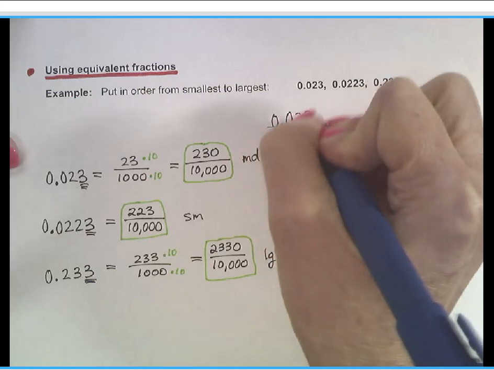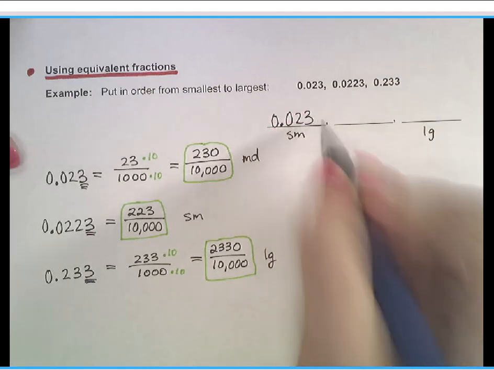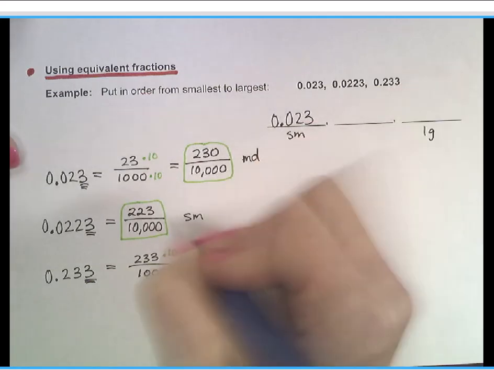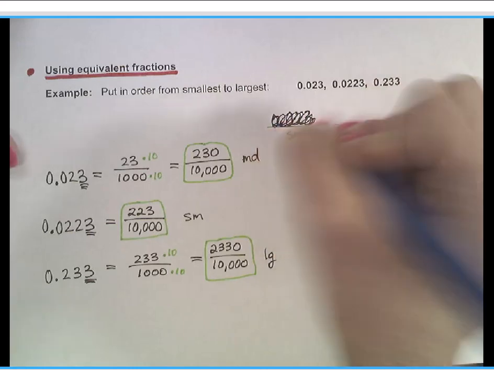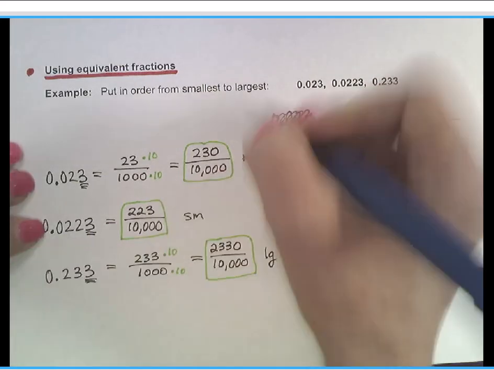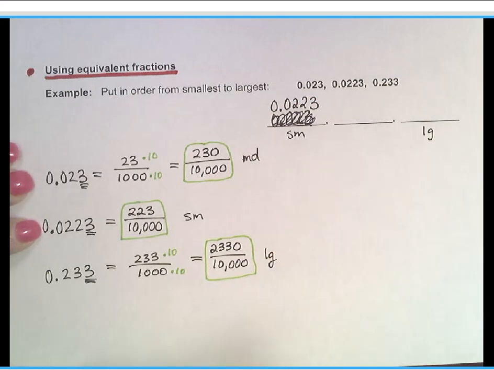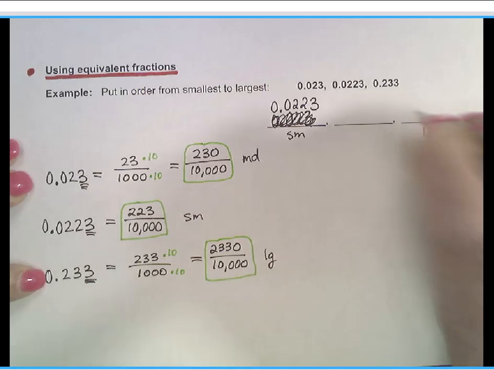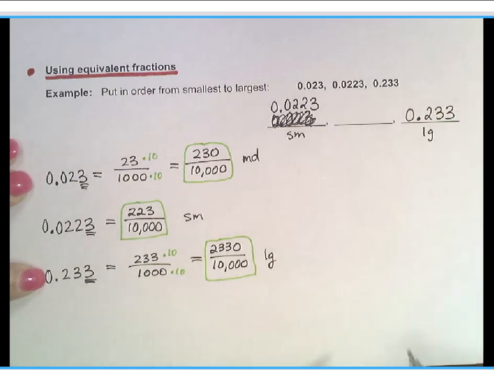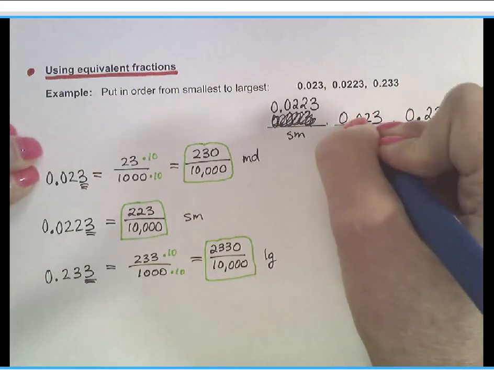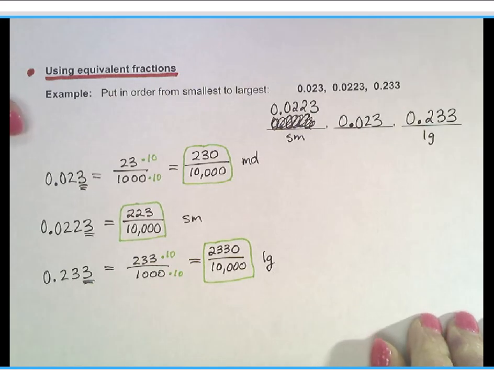So it's 0.023. Oh, no, wait. I didn't do that right. I wrote the wrong one down. Let me try that again. The small one is this middle one, 0.0223. Sorry about that. That's the smallest one. The largest one is just the 0.233. And then the middle one, there we go. Okay, now I think I got them all in there correctly.